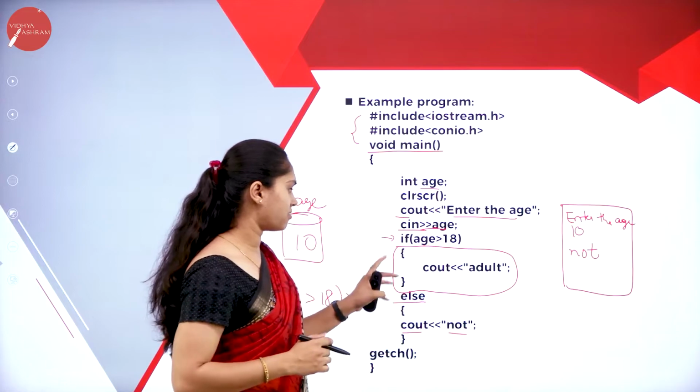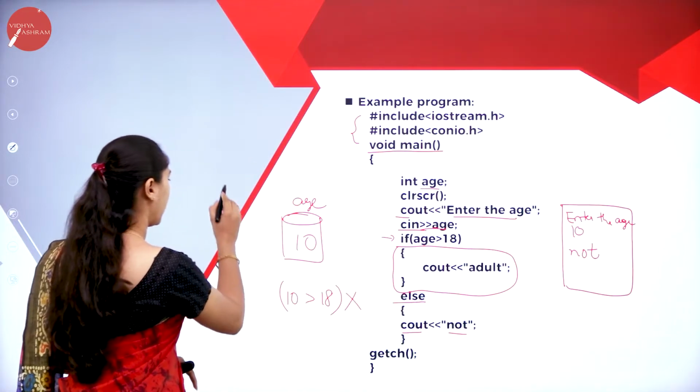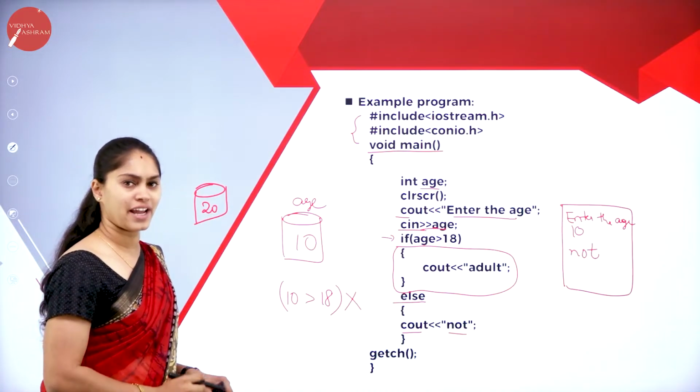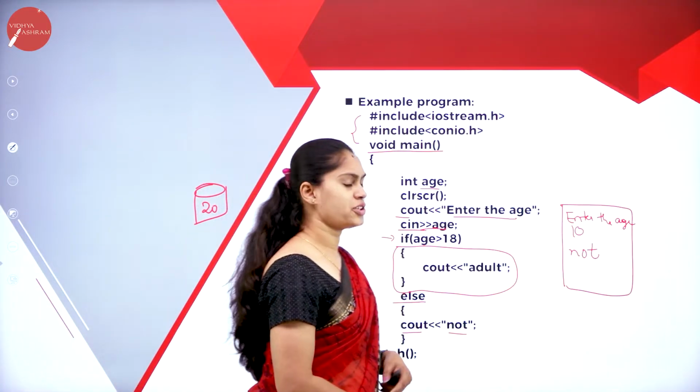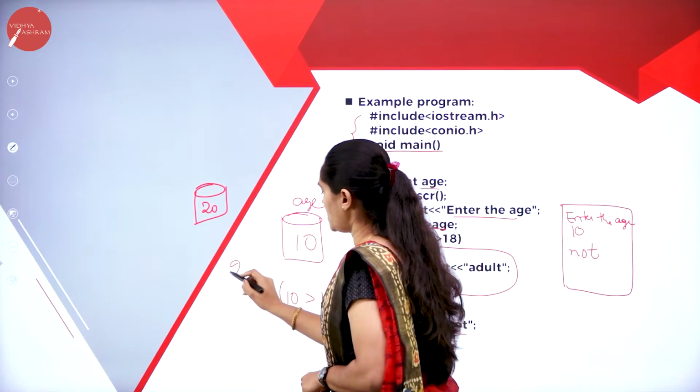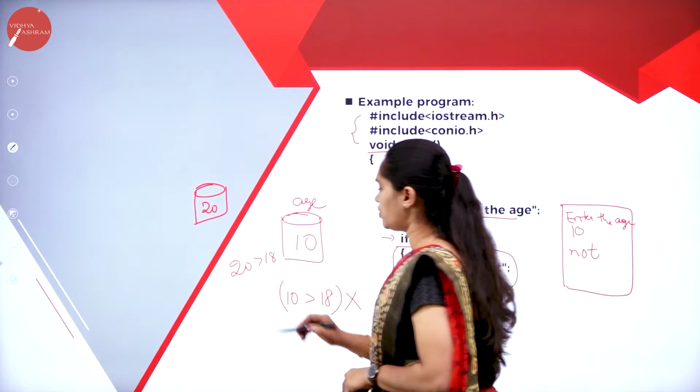So let me change the value now. I am going to take the age value as 20. So now the value of age is 20. Again I am going to check whether age is greater than 18. So now, is 20 greater than 18? True or false?